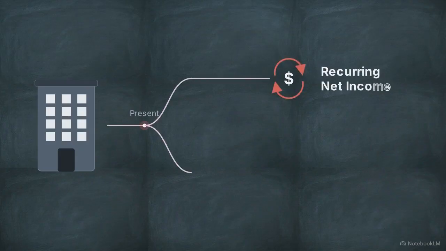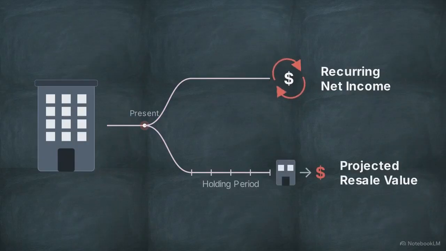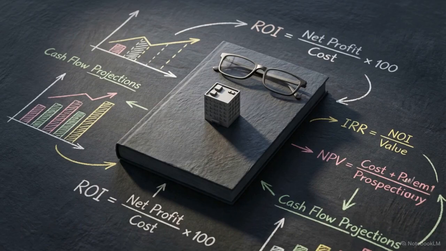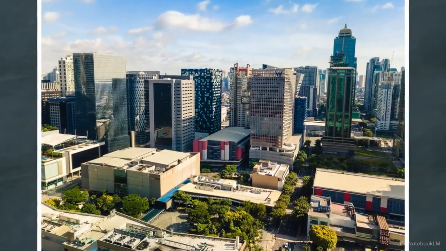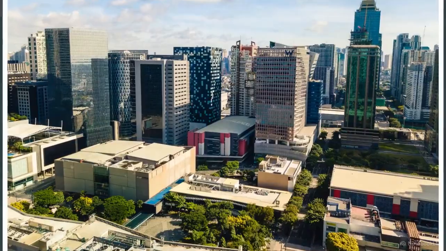Investors acquire these assets expecting two specific future benefits: recurring net income from daily operations and the projected resale value at the end of the holding period. The core question of the income approach is direct. How much is the market willing to pay today for the future income this property can produce?